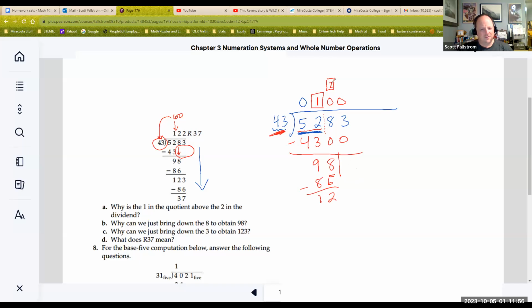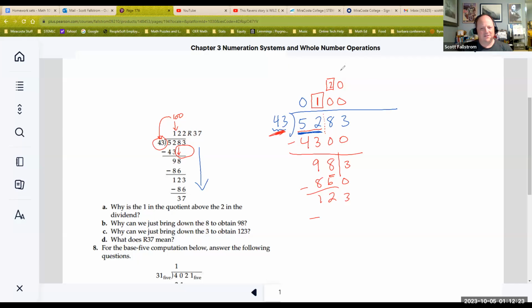But really, when you think about it, the 2 that I wrote on top is really 20 groups of 43, which is really 860, because the number I had above is really 983. And I just took away 860 of them, leaving me with, when I bring the 3 down, 123.